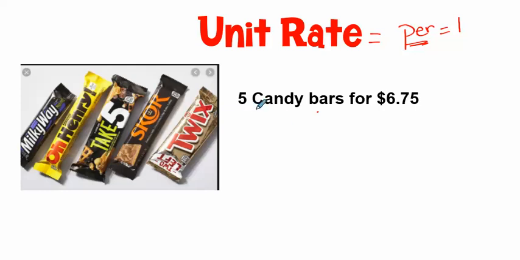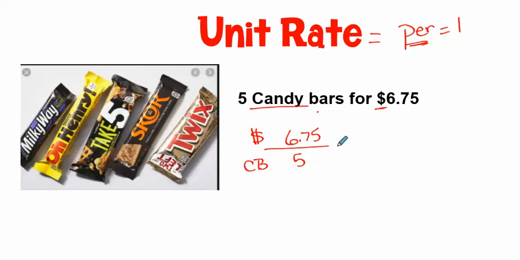I'm going to set up a ratio. So the two things we're looking at are candy bars and money, okay? So money and candy bars. I'm just going to set up my ratio here. My money was $6.75, and there were 5 candy bars. So it's money over candy bars.